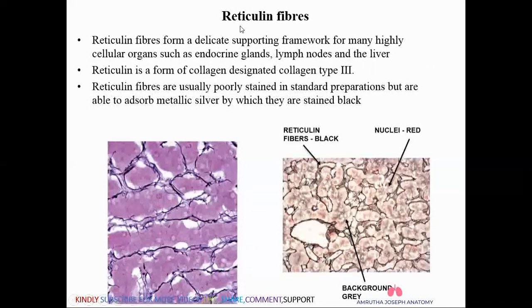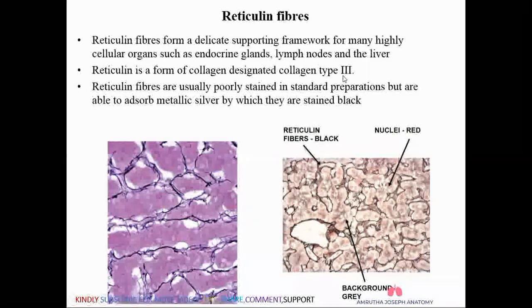The next one is reticulin fibers. I said before that reticulin fibers were considered a separate entity, but now we know it is a collagen fiber, which is collagen fiber type 3. So collagen type 3 are called reticular fibers or reticulin fibers. These reticulin fibers are not usually seen very clearly in routine histological procedure.